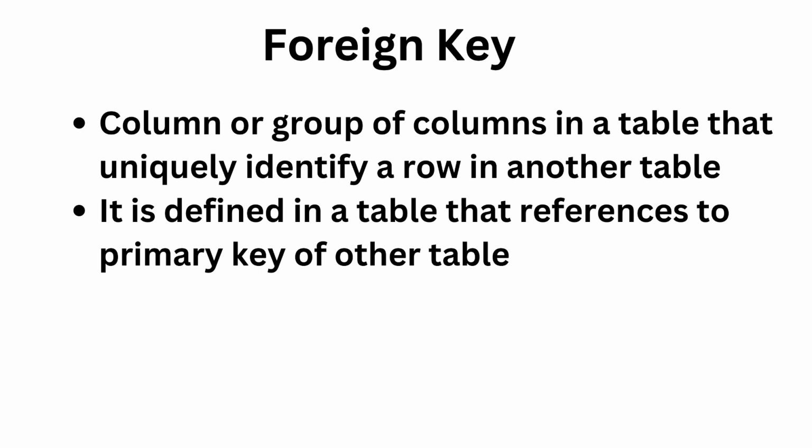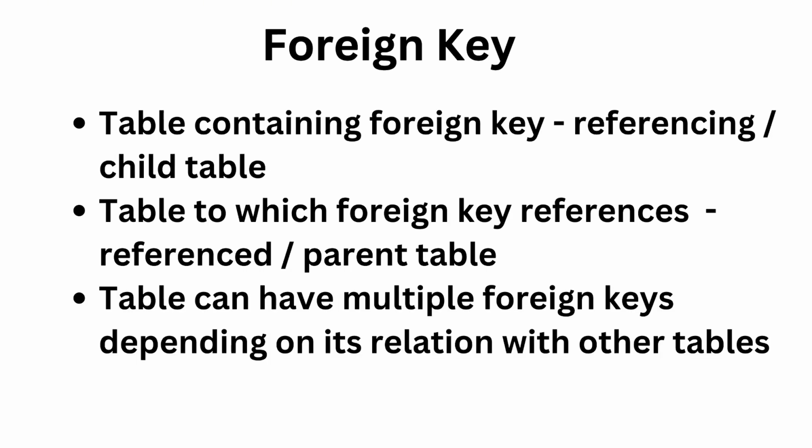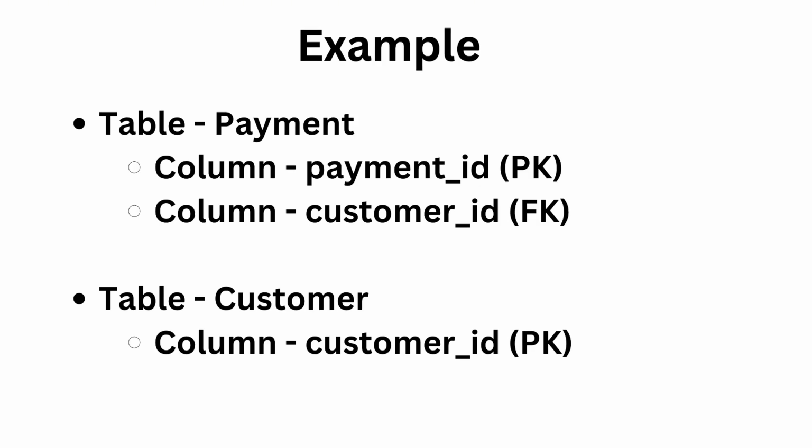Now let's discuss a foreign key. A foreign key is a field or group of fields in a table that uniquely identifies a row in another table. A foreign key is defined in a table that references the primary key of the other table. The table that contains the foreign key is called the referencing table or child table. The table to which the foreign key references is called the reference table or parent table. A table can have multiple foreign keys depending on its relationships with other tables.